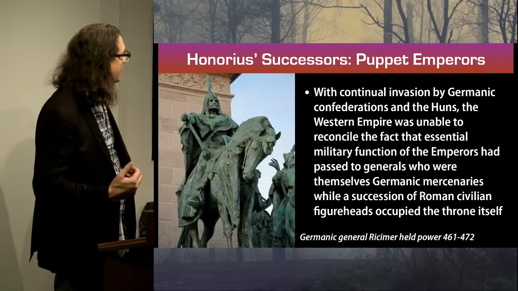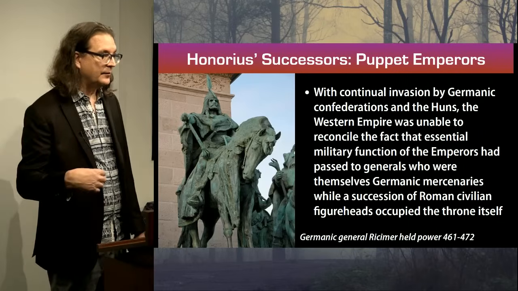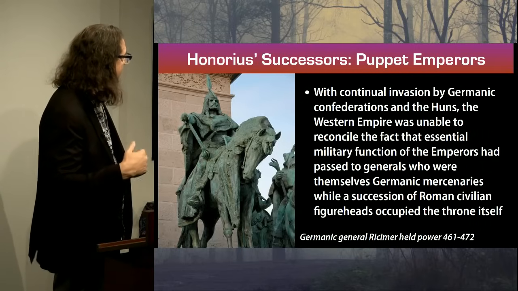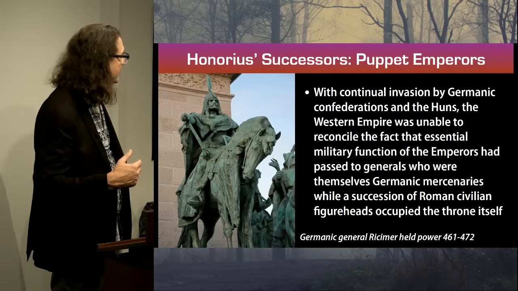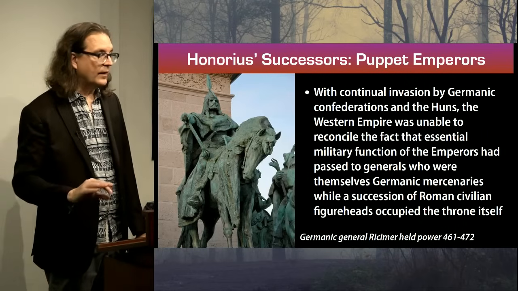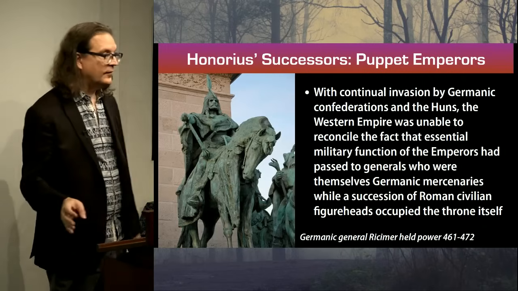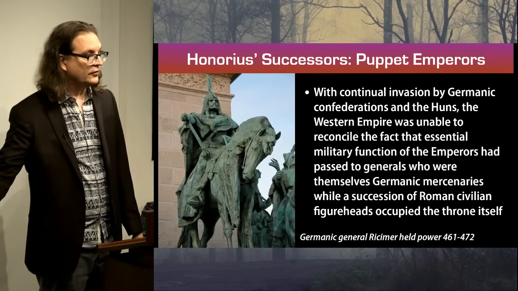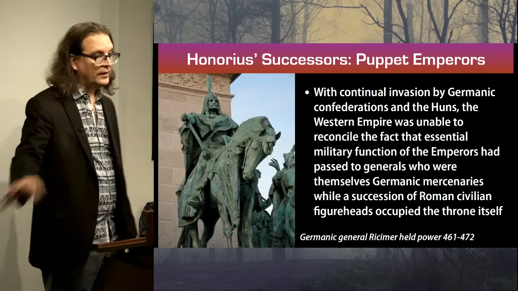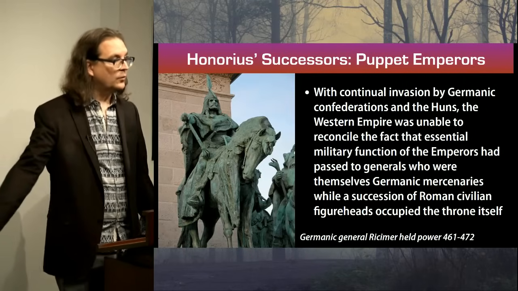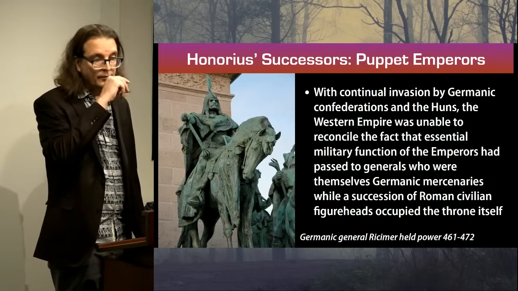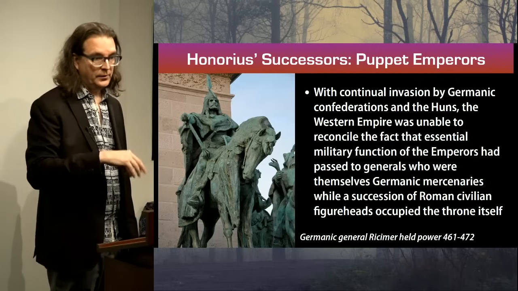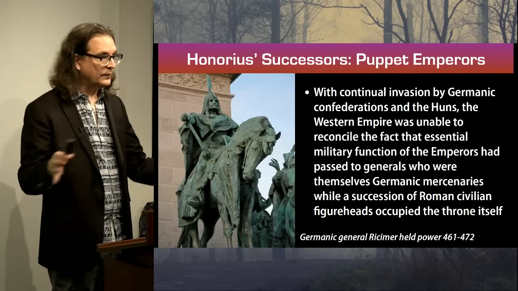So with the continual threat of these invasions, Germanic tribes and confederations keep crossing the border and raiding, and the Huns are ever present. They also cross the borders and raid. The Western Empire is completely unable to reconcile the fact that the essential military function of the emperors has now passed to these Germanic generals, who themselves, though, because they're German barbarians, are disqualified from being emperors, and so from being on top of the civil bureaucracy.